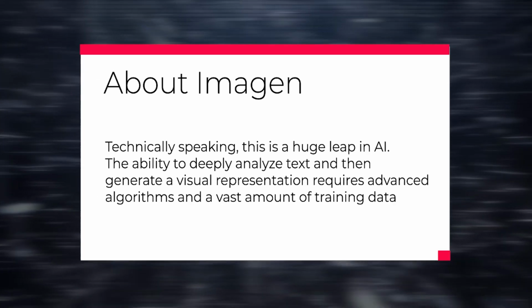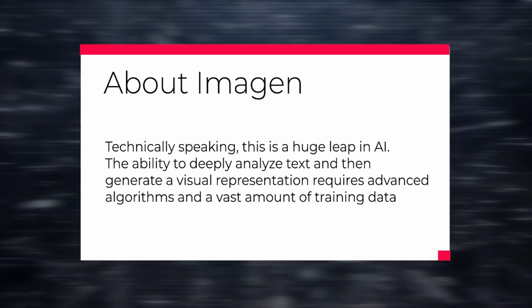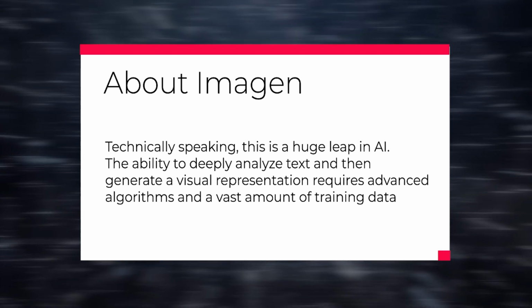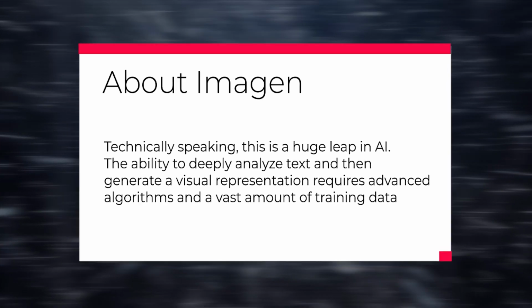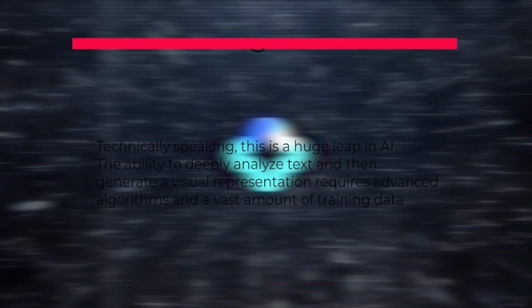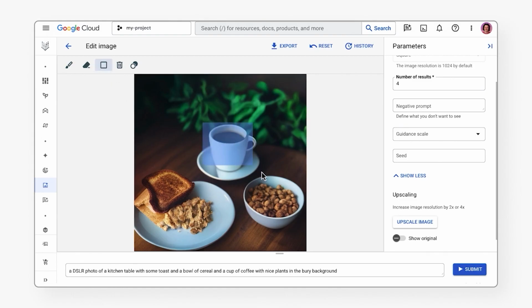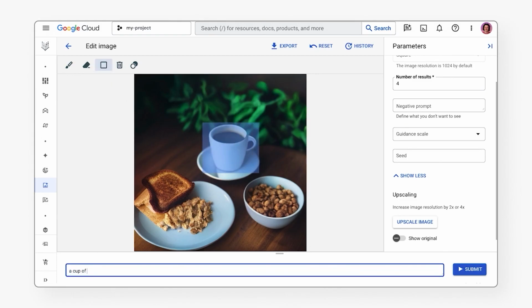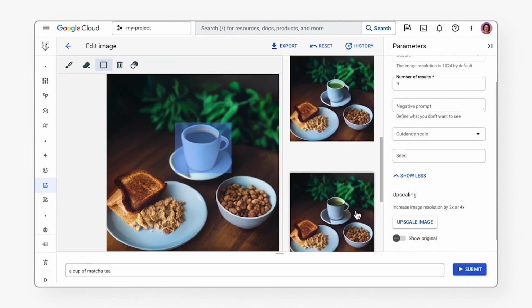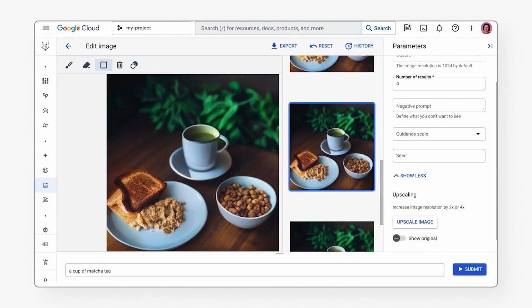The ability to deeply analyze text and then generate a visual representation requires advanced algorithms and a vast amount of training data. Imagen isn't just skimming the surface, it's diving deep into the nuances of the language to ensure the images it crafts align closely with the searcher's intent.